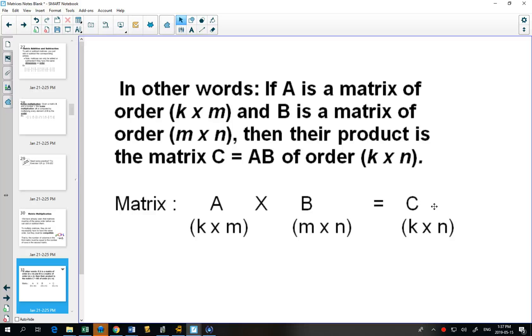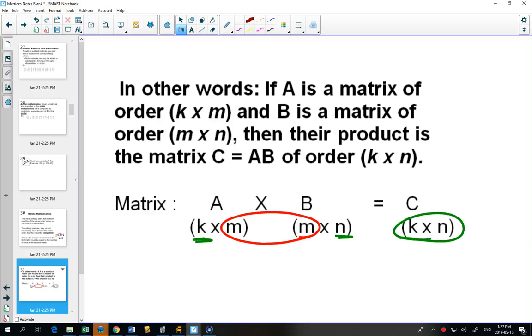So here, these middle numbers are the same, and the size of your answer comes from the outside numbers. So this is just the logistics and the structure of when something is possible and how big the answer will be.